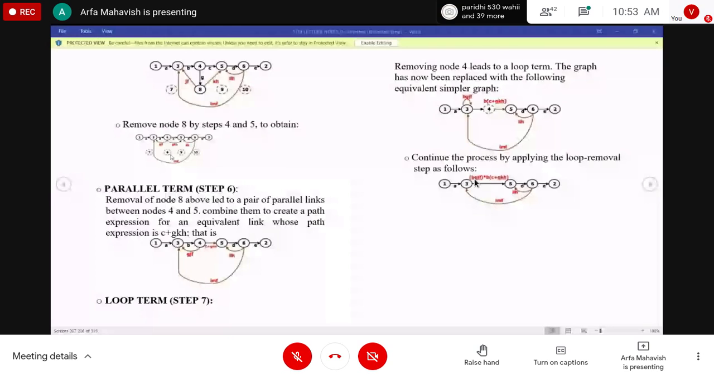This is the path expression. So here what you are doing means this is the parallel links, right? This parallel link with that, or by adding them, path expression. So we are providing the path expression, that is C plus G K H. So next we have the loop term. So in the loop terms we have the node 4, okay. On the node 4 we have the loops over there.